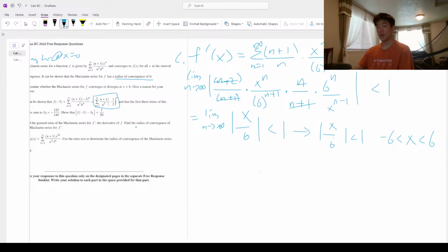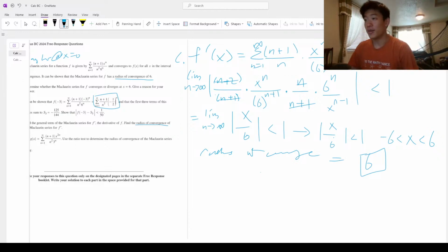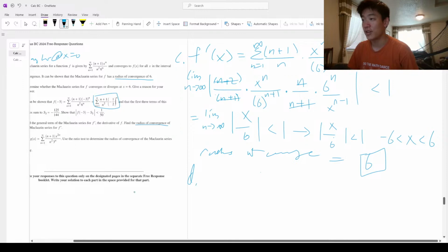Oh, wait, no, it's just the radius of convergence. So radius of convergence equals 6. We don't actually have to check the endpoints because we only care about the radius. Woohoo! All right, part D, last question of Calc BC.